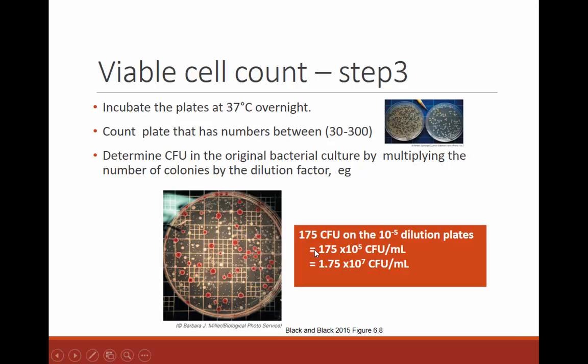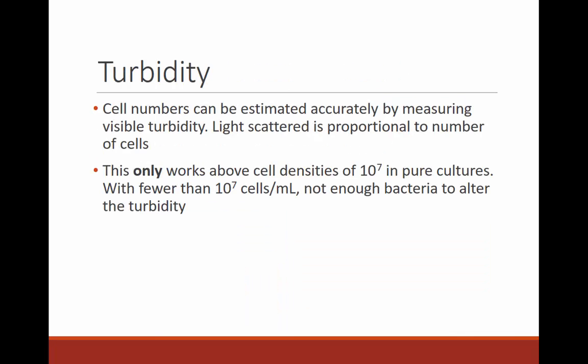Okay? So how do you go back to how many there were per mil of the original? You have 175 by 10 to the 5 CFU per mil. Everyone's happy with that? And then you want to get that in scientific notation. So you have 1.75 by 10 to the 7 CFU per mil. Everyone happy with that? Yes? Well, you'll be getting some practice, I think.